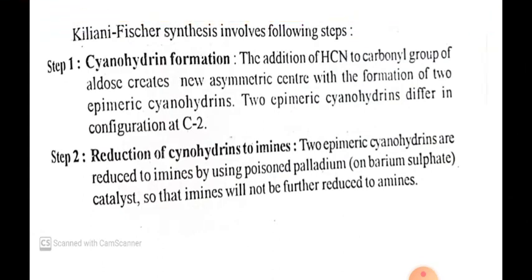Kiliani-Fisher synthesis involves 3 major steps, out of which step 1 is cyanohydrin formation. That is, we react the carbonyl compound with HCN to get cyanohydrin. The addition of HCN to the carbonyl group of aldose creates a new asymmetric center with the formation of two epimeric cyanohydrins. Two epimeric cyanohydrins differ in configuration at C2.